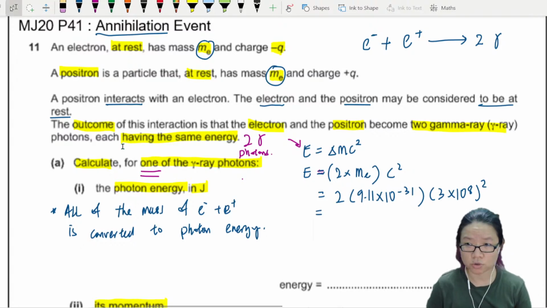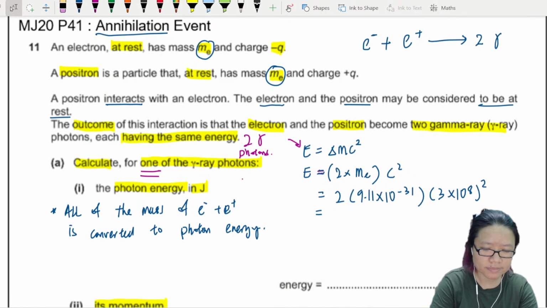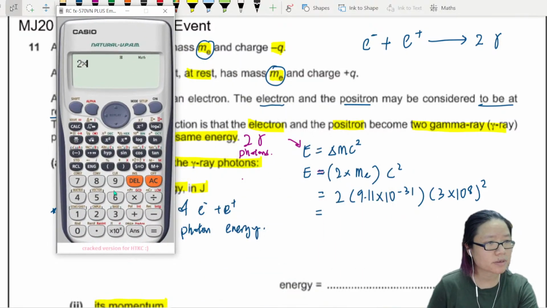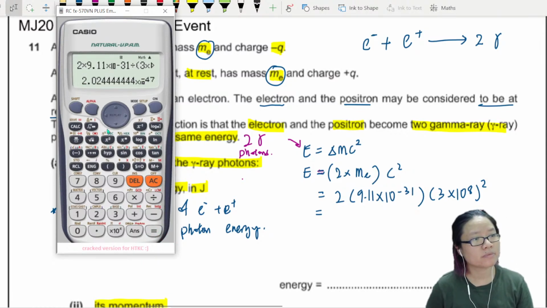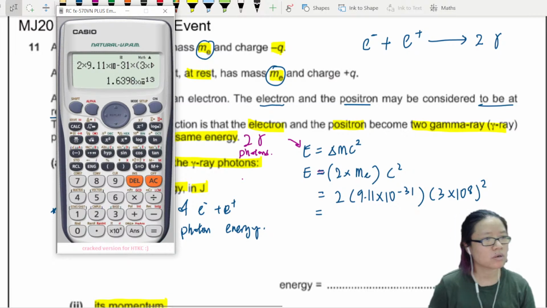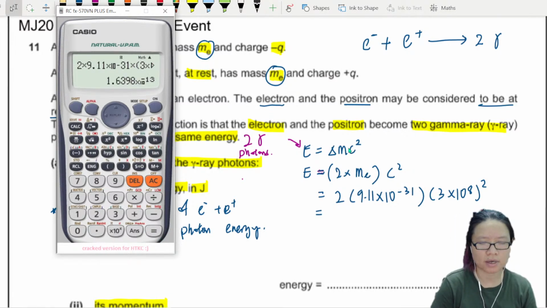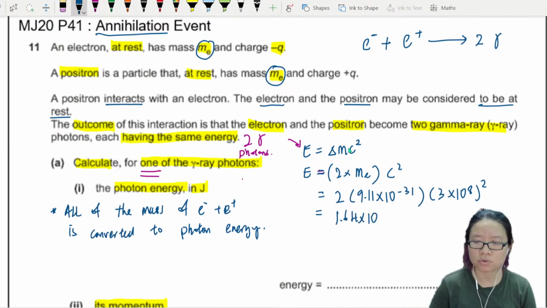So hopefully this calculation is not new to you. Let me bring out my calculator. 9.11 times 10 to the power of negative 31 multiplied by the square. So all of the mass is gone. All of it. The electron and the positron don't exist anymore. So I got 1.6398, 1.64 times 10 to the power of negative 13. So this is for 2 photons.